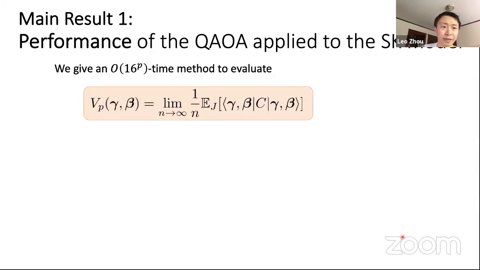So now I'll move on to our main result. The first one is that we're able to evaluate the QAOA's performance applied to the SK model at very high depth p, in the sense that we're able to give a formula for the expected cost function averaged over the different instances. The procedure to evaluate this formula has a complexity that's roughly 16 to the p. This is much better than the doubly exponential time required by the subgraph method. So we've made progress.